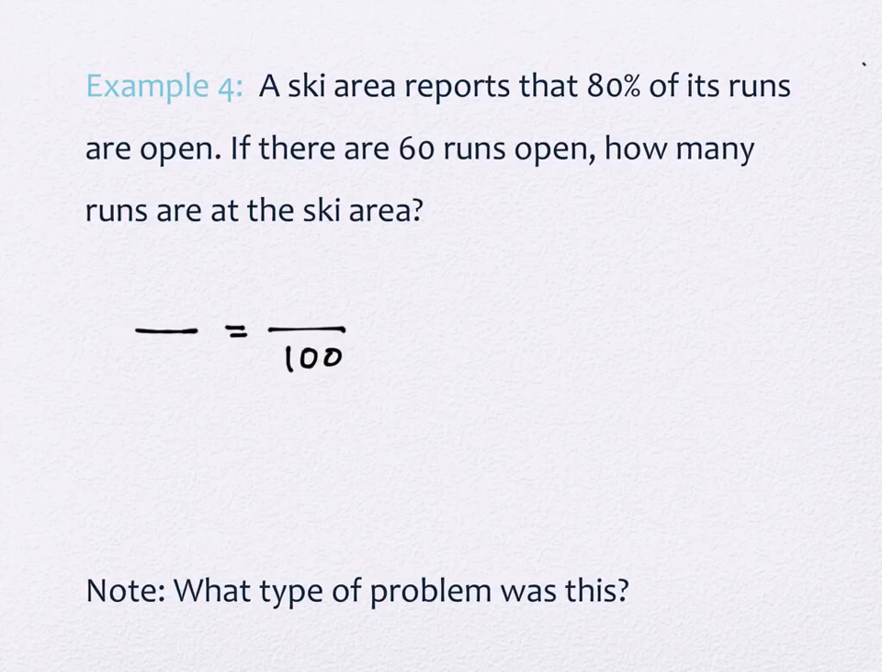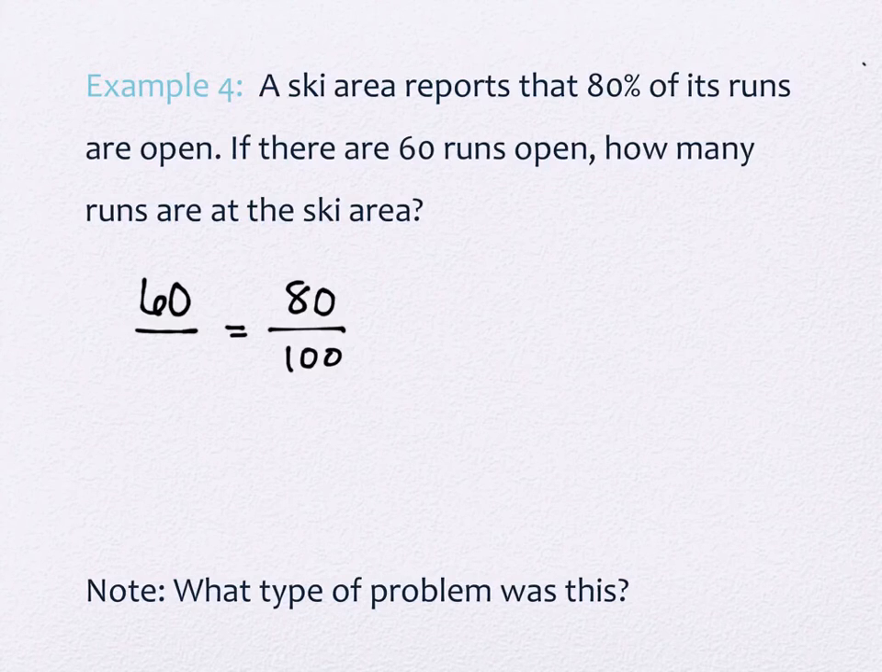So it tells us 80% are open, 60 runs are open. Where do the 60 and the 80 go? Awesome. So it said 80% are open, so 80 is the percent, so it goes on the side with the 100, right? Where's the 60 going to go? Yeah, 60. So 60 are open, just like the 80% are open. So it's along the top as the comparison, 60 compared to the 80%.